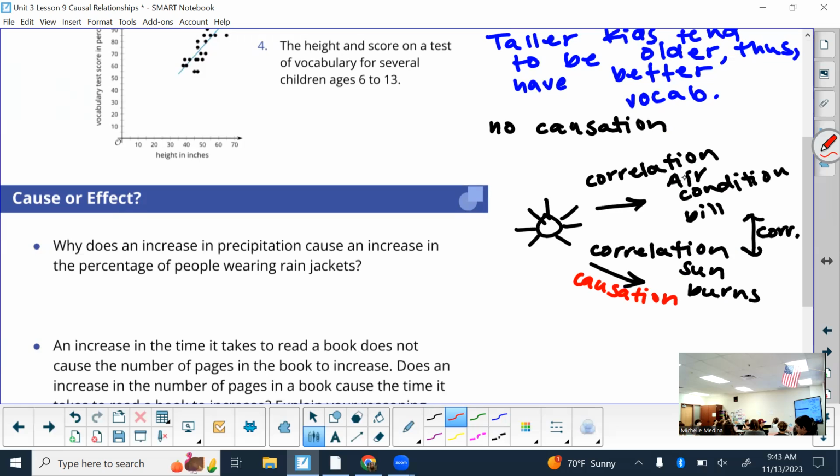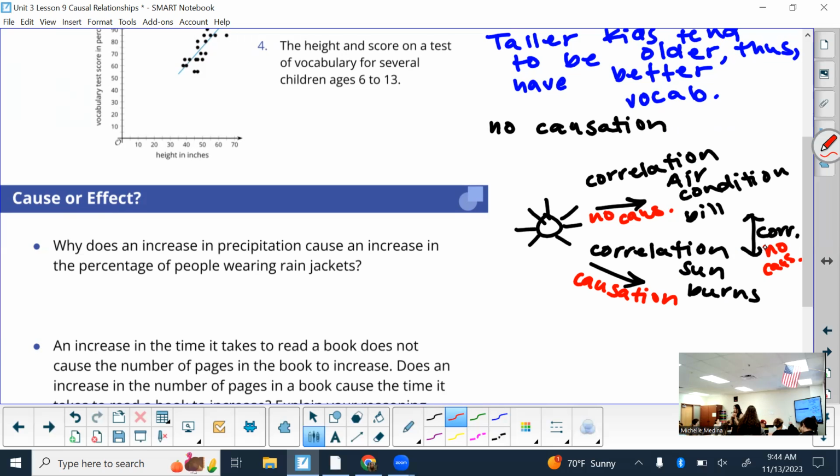Since you could still have a low AC bill, maybe you never use your AC all year round, there's not going to be causation between the sun and the AC bill necessarily. That's not what's causing it to go up, the fact that you're using it more. There's definitely no causation between the AC and sunburn, even though they're strongly correlated. The sunburn isn't making you turn up your AC. Your AC isn't giving you a sunburn, so that's the difference between correlation and causation.